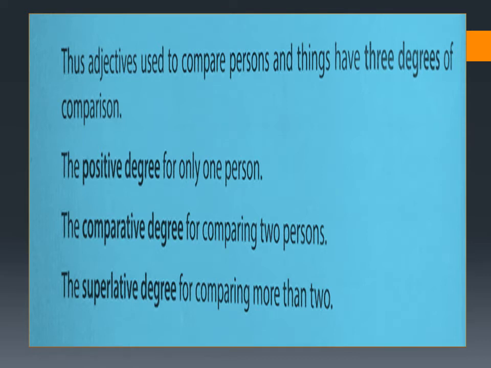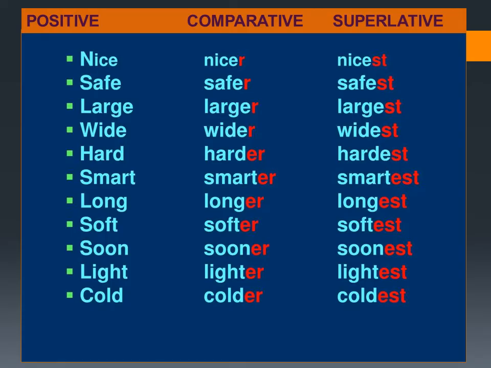Next, the comparative degree is used for comparing two persons or two things. Next, the superlative degree is used for comparing more than two persons or more than two things. Now we have seen in the examples, children, for positive degree of comparison, the adjective used was tall. And for comparative degree, the adjective used was taller. And for superlative degree, the adjective used was tallest. Now, how are these adjectives formed?